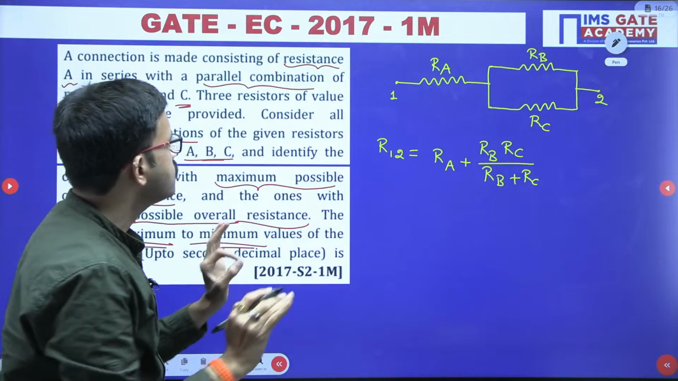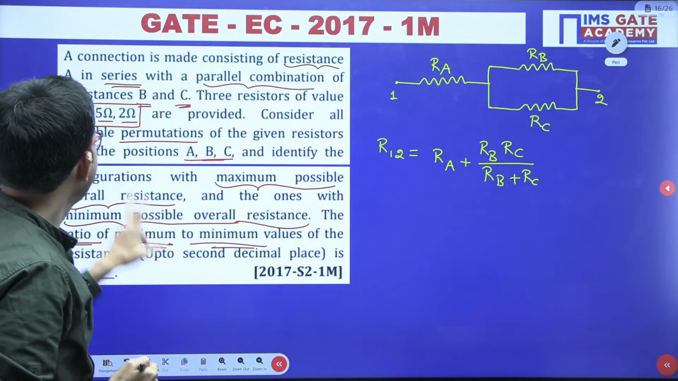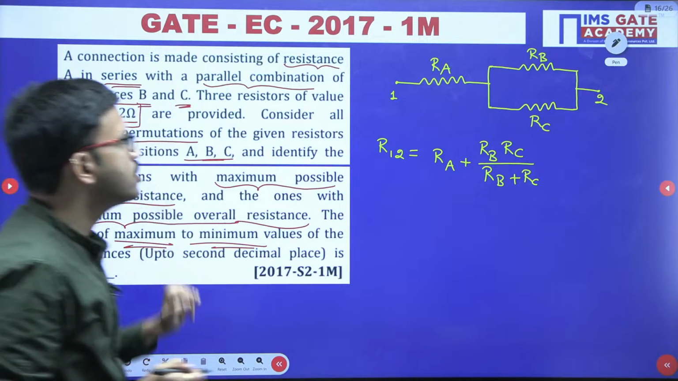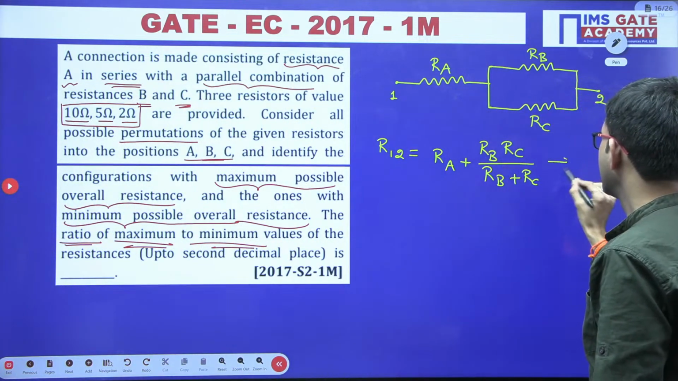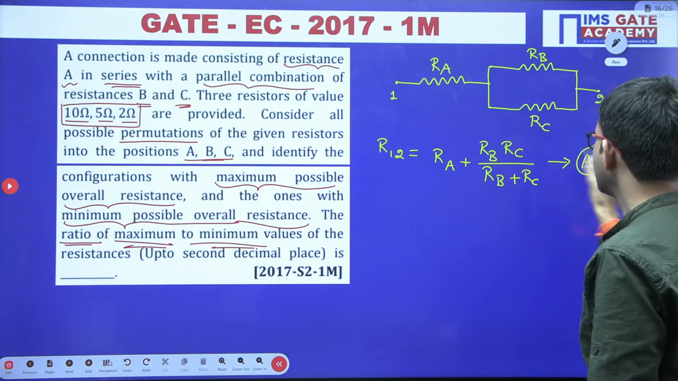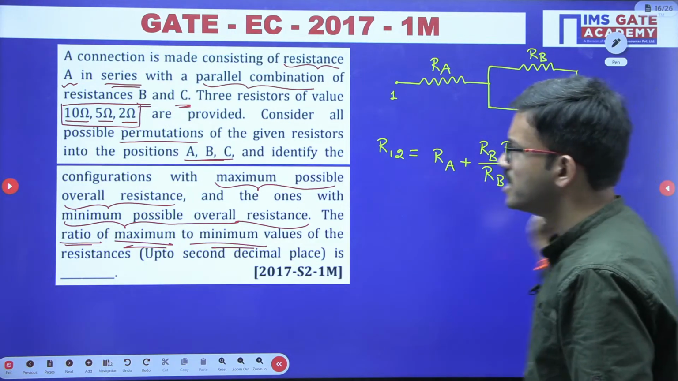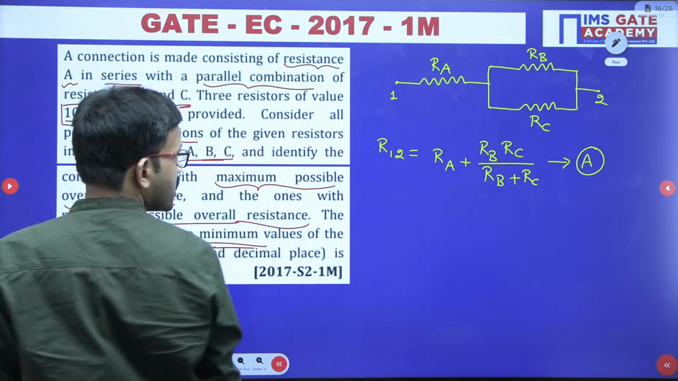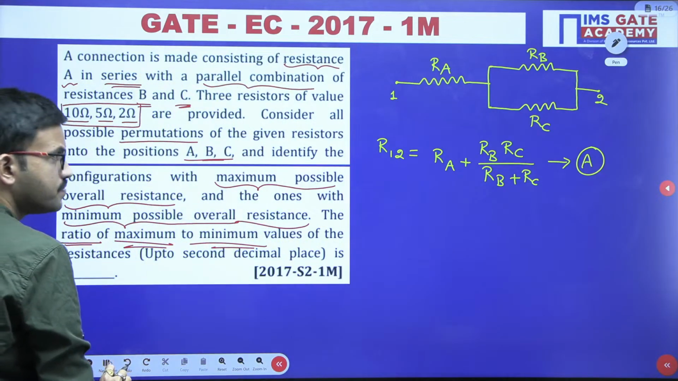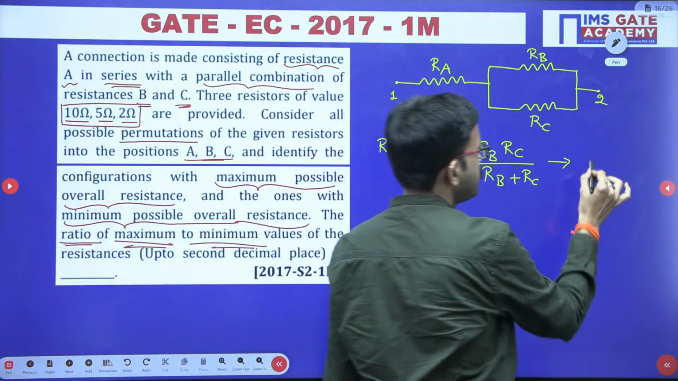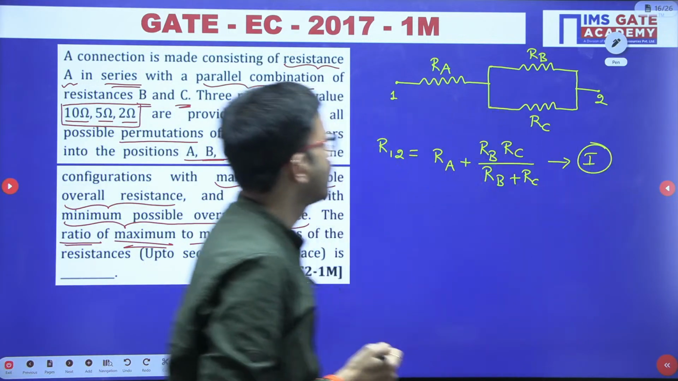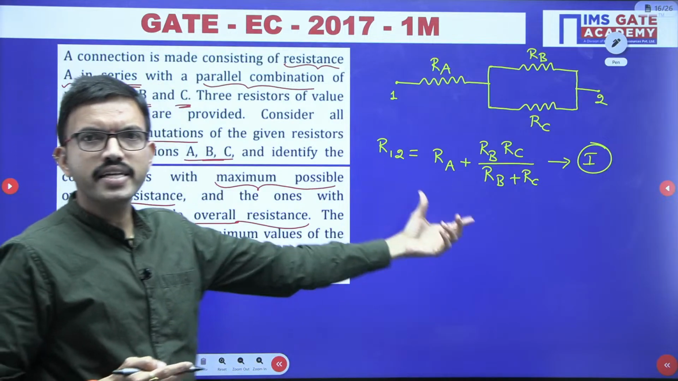Now just observe. Here, for RA you have this. This is the overall equation. Suppose I label it as A, or you can give any other numbering. Suppose I give it Roman numeral 1. Now just observe this particular equation.